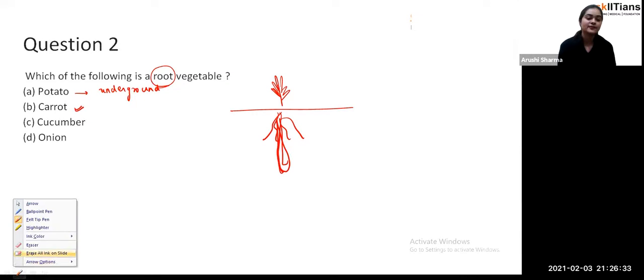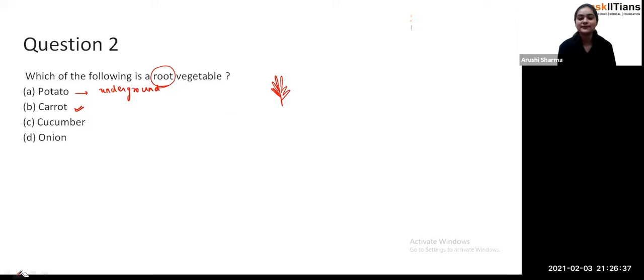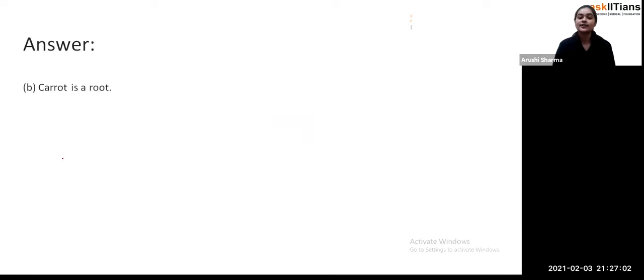I have drawn such a bad drawing, so just excuse me for that. I'm just trying to make you understand. These are the roots, and in this root, students, you will find the carrots. That's how carrots are found in the root of the plant, which is why we call them root vegetables. So the answer for this question is carrot. Even the cucumber grows above the ground, and onion also, so these are not the answer. Carrot is a root vegetable.